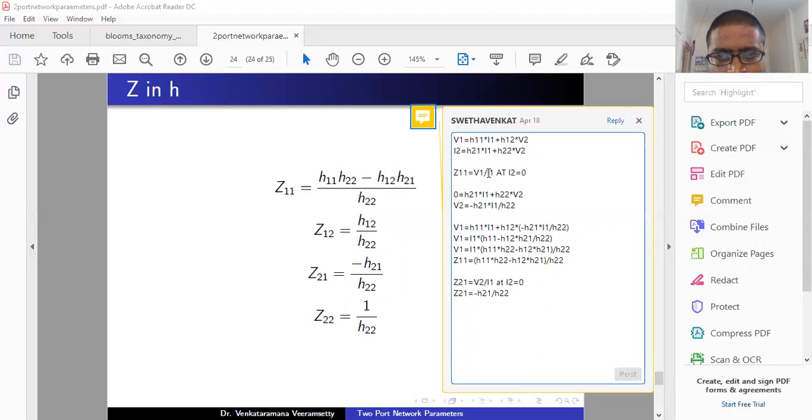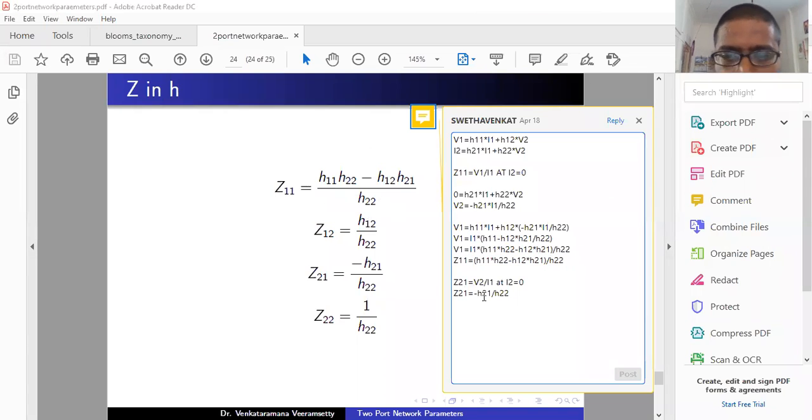I want to calculate Z11, that's equal to V1 by I1. So V1 here, I1 here. So V1 by I1 equal to Z11, that's equal to H11 into H22 minus H12 into H21 divided by H22. So this is the expression for the Z11 in terms of the hybrid parameters. The same thing is available here in the slide.